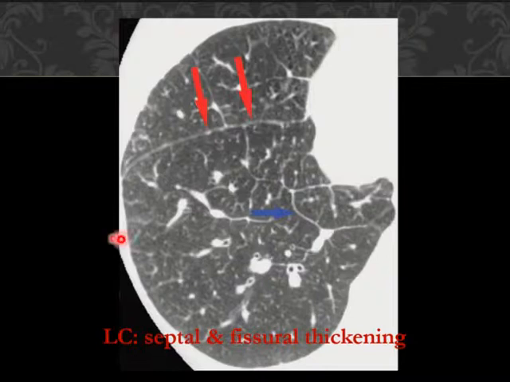This slide shows the thickened interlobular septum, and at the same time it shows the fissural thickening. This is a case of lymphangitis carcinomatosa.